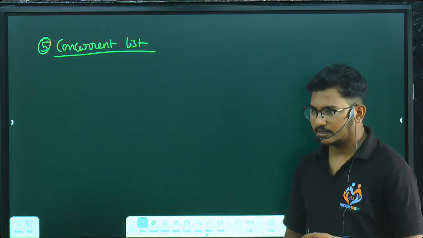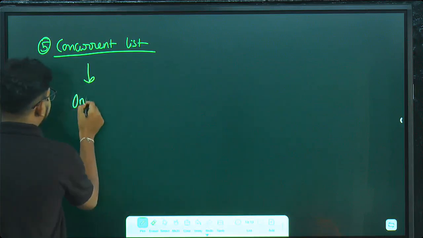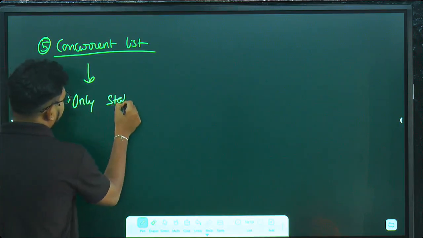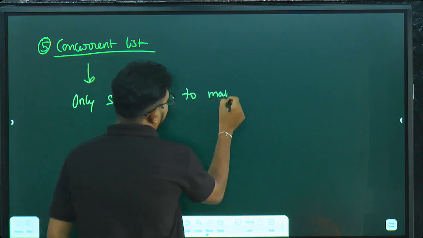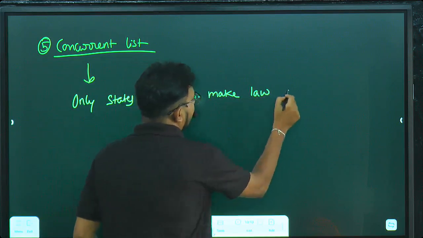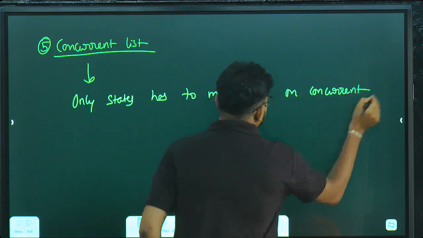Understood? Yes. Generally, only states can make law on the concurrent list.